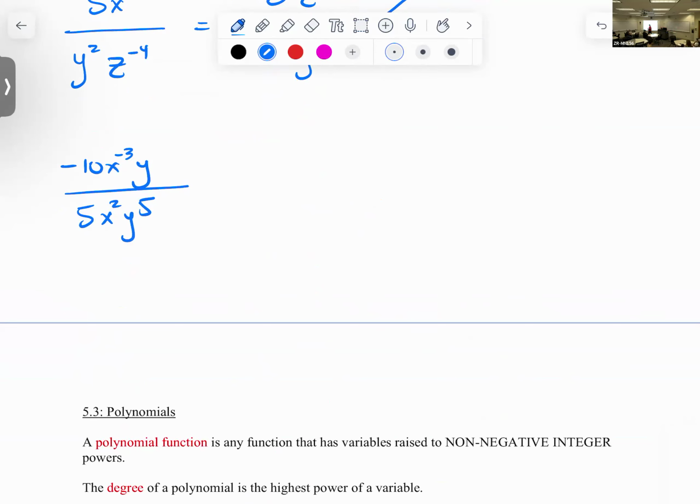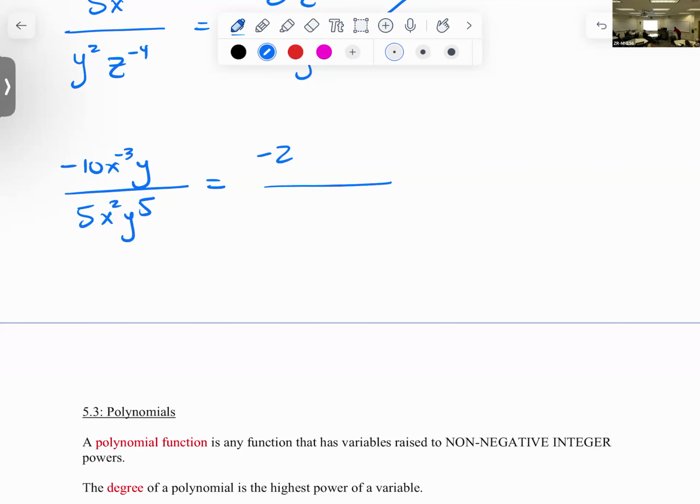When we have a lot more things going on, deal with them one piece at a time. Deal with the numbers, then one variable, then the next variable, then the next variable. So even though it looks like a lot's going on, one thing at a time. -10 divided by 5 is -2. It is that simple.